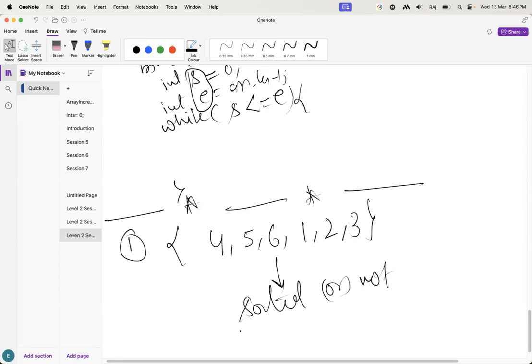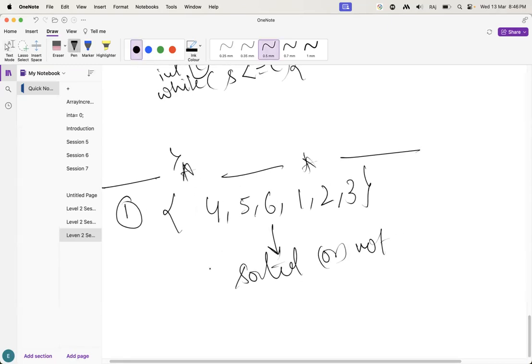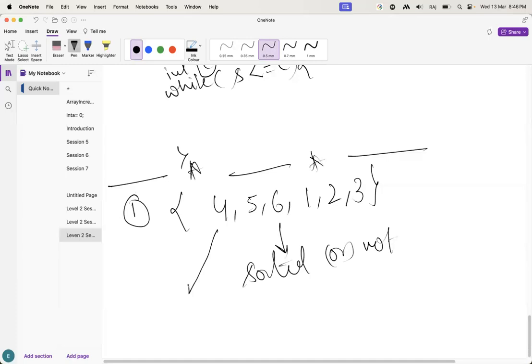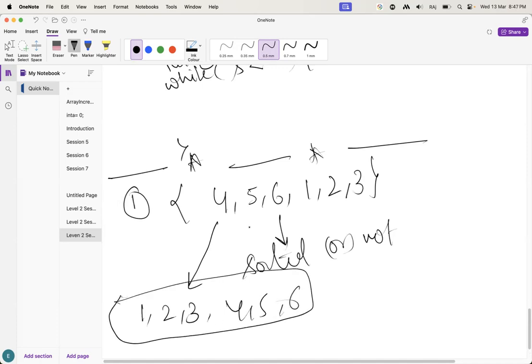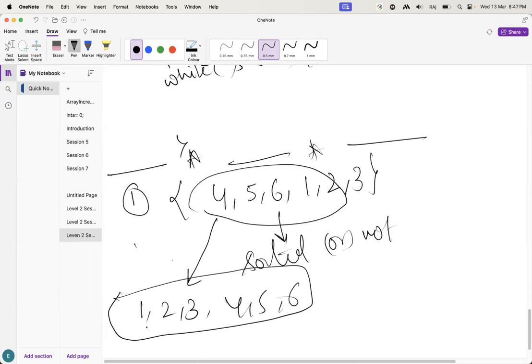It is not sorted, but actually this is the array 1, 2, 3, 4, 5, 6. This is the actual array, but they have given this array. That means what happened, guys? What have they done? They have applied some rotation operation here.